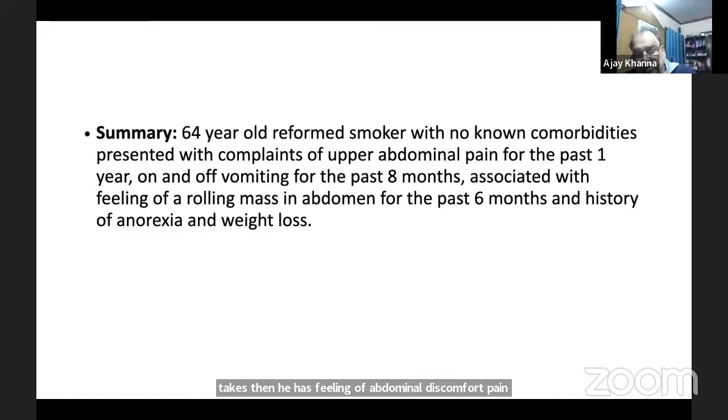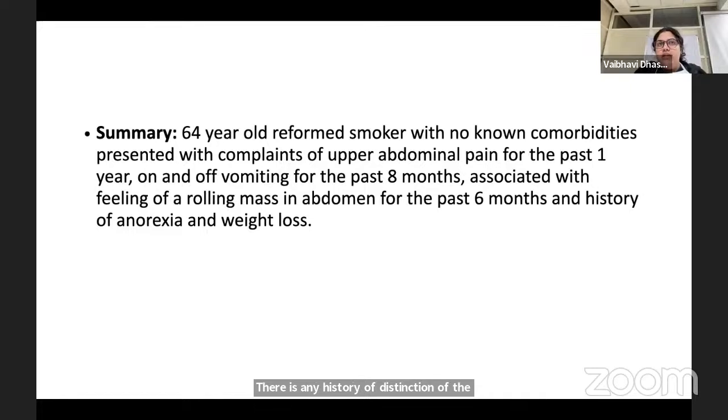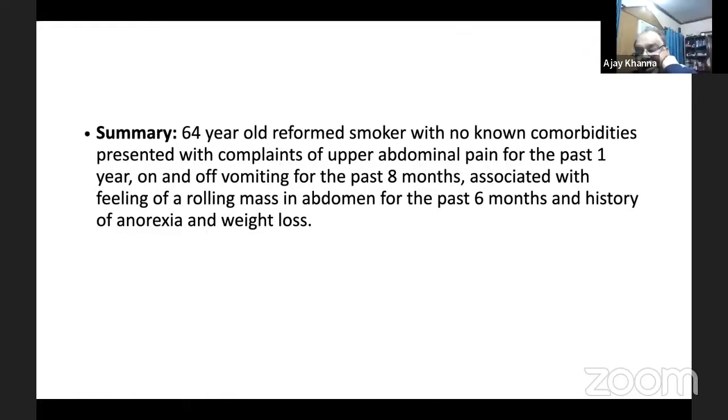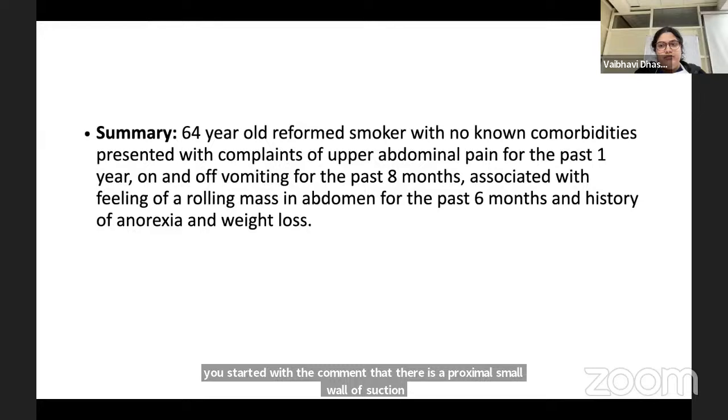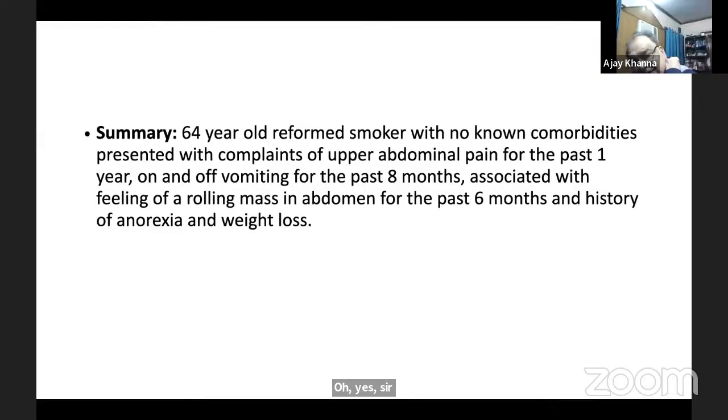Is there any history of distension of the abdomen? As such, sir, he did not give any history of abdominal distension, but he had a feeling of bloating or fullness. Now you started with the comment that there is a proximal small bowel obstruction. Yes, sir. So how could you reach such a specific diagnosis of a proximal small bowel obstruction?